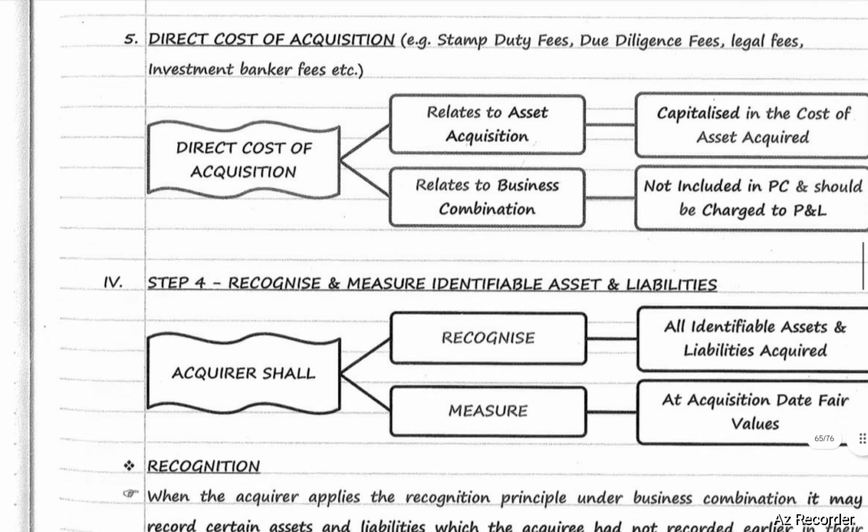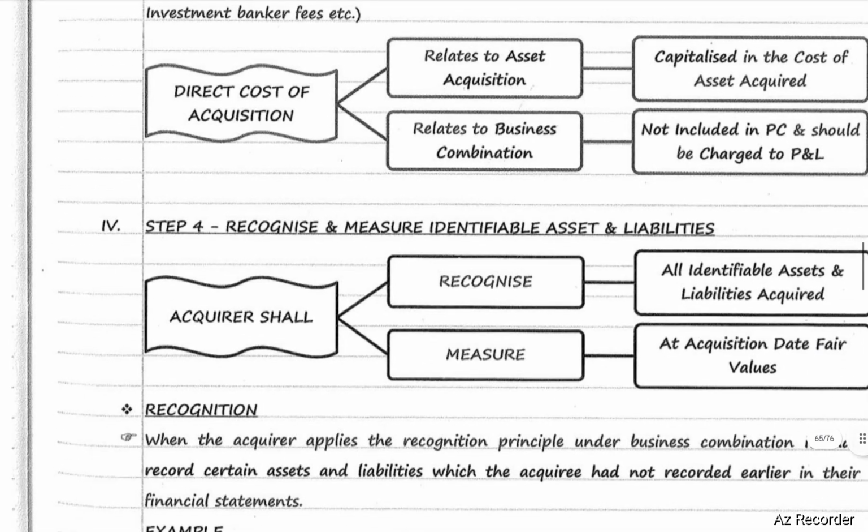Step number 4. Recognize and measure identifiable assets and liabilities. Acquirer shall recognize all identifiable assets and liabilities acquired and measure them at fair value as on date of acquisition. Recognition. When the acquirer applies the recognition principle under business combination, it may record certain assets and liabilities which the acquiree had not recorded earlier in their financial statements.